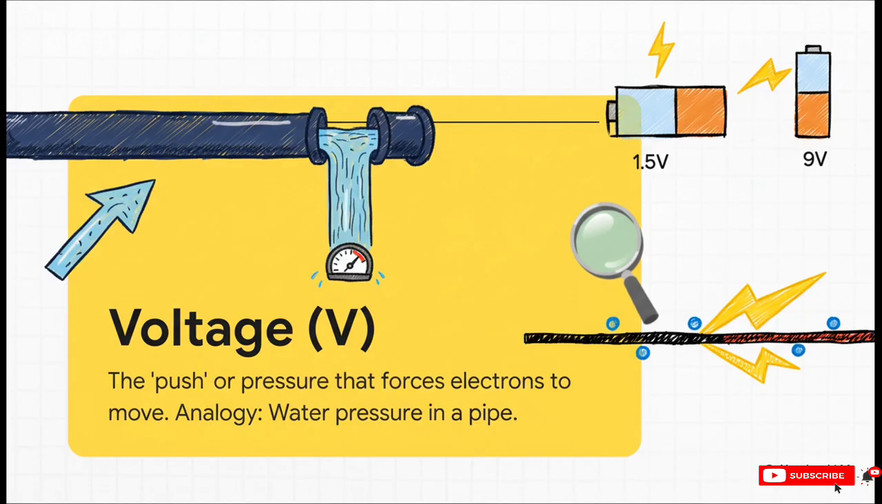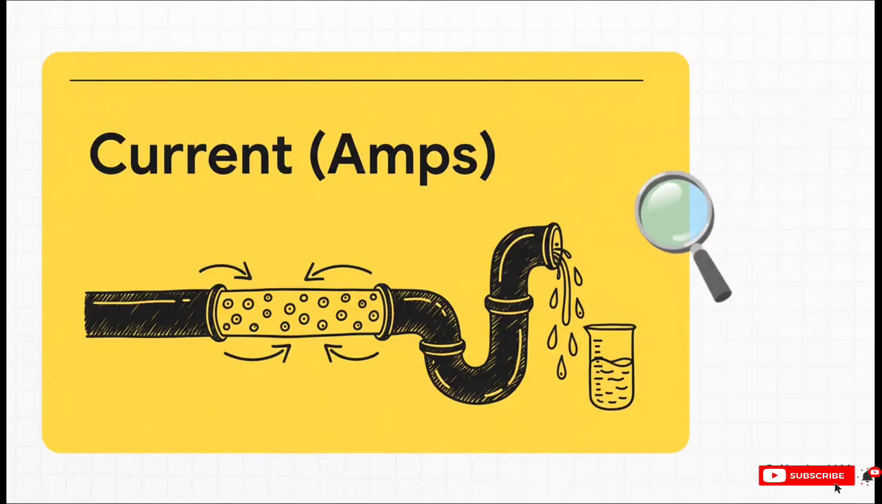So more voltage just means a stronger push. It's why a 9-volt battery has way more push than a little 1.5-volt battery. Next up is current, which we measure in amps. So if voltage is the pressure pushing the electrons, current is the rate of flow itself. It's how we measure how many electrons are actually moving past a single point every second.